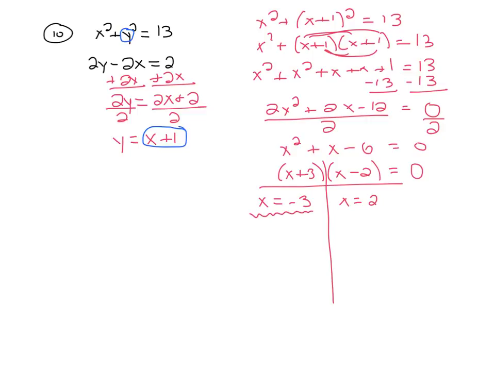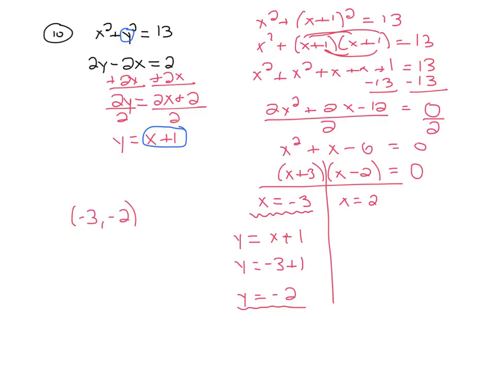All right, I'm going to use the equation over here, y equals x plus 1, because I think that's going to be the easiest one to substitute in. So if y equals x plus 1, let's replace that x with negative 3. And since negative 3 plus 1 is negative 2, we know that when x equals negative 3, y equals negative 2. So I'll write that as a coordinate, negative 3, negative 2.